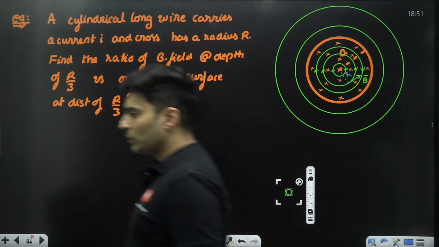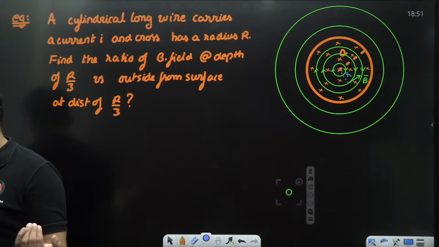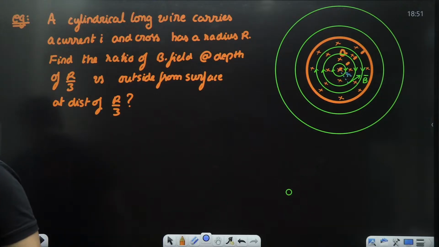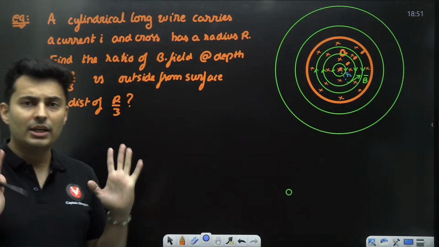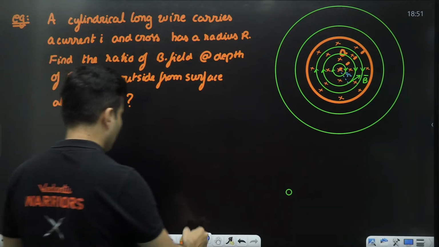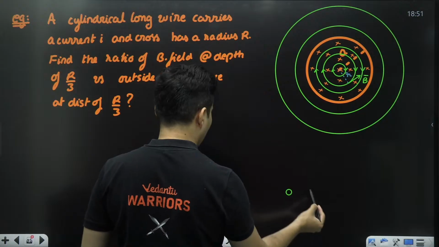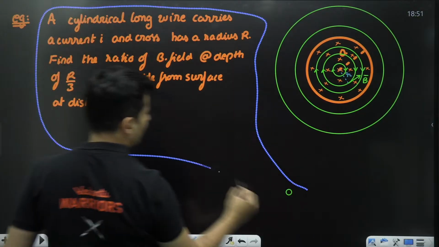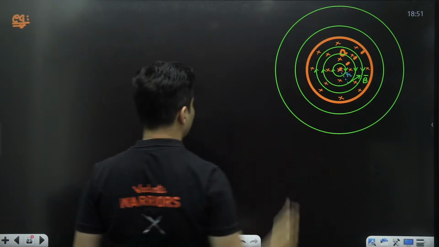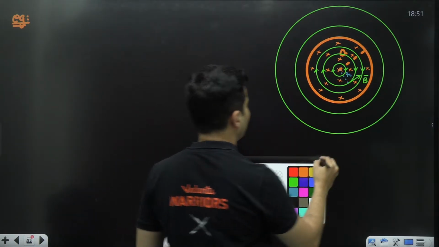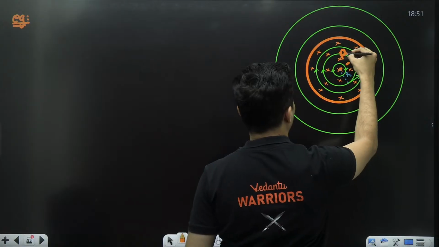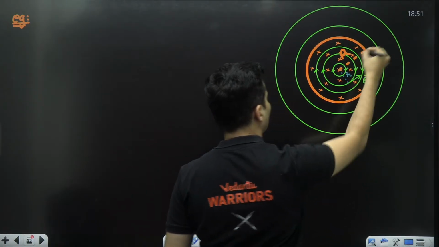Okay, just read that question. You are at a depth of R by 3 from the surface versus at a distance of R by 3 from the surface outside, and you have to find the ratio of the magnetic fields. Okay, fair enough. So what I will do first, let me just get rid of this statement. I understood what the problem is. So let's just say that this particular radius is nothing but R, which is the radius of the cross section.